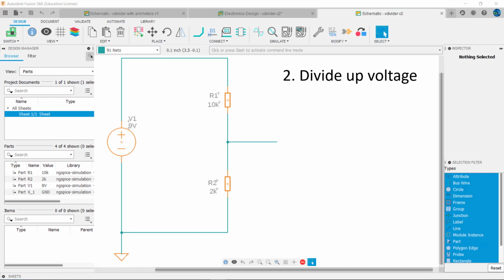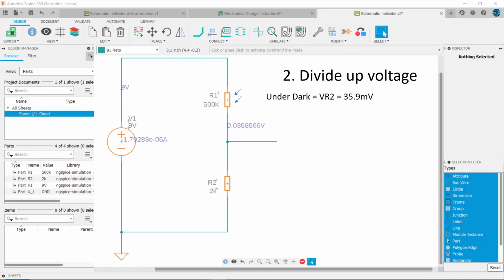Oftentimes in a voltage divider, one of the resistors is a sensor that changes resistance in response to another quantity. Sensors exist that change resistance in response to light, temperature, pressure, weight, to list just a few. Let's say R1 is a light-dependent resistor. The schematic symbol for a light-dependent resistor, or LDR, requires the addition of arrows that represent the presence of light shining on the resistor. Let's say that in the dark, the LDR exhibits a resistance of 500 kiloohms.